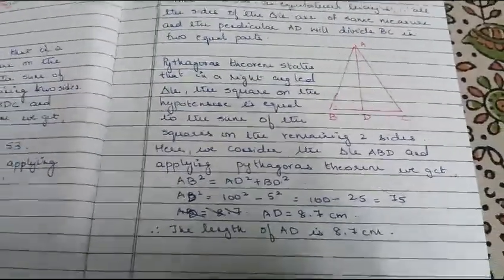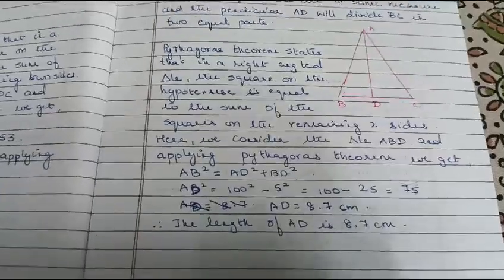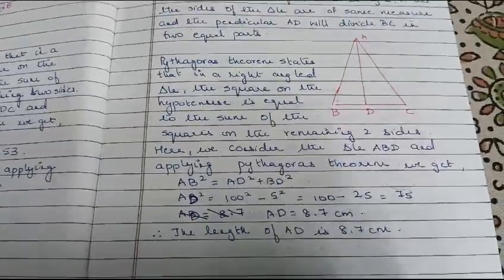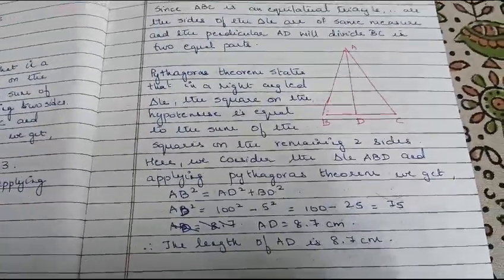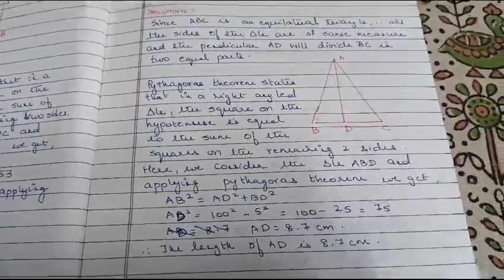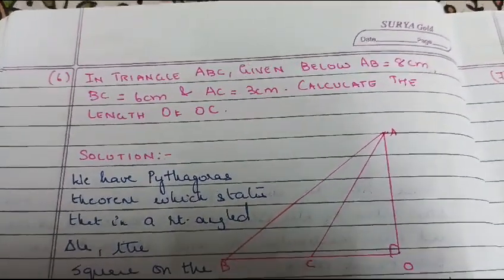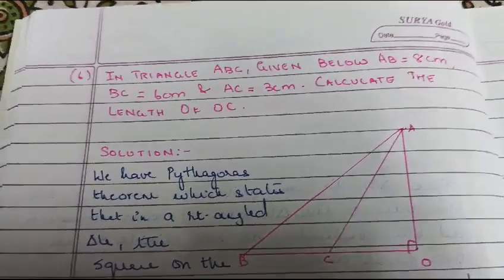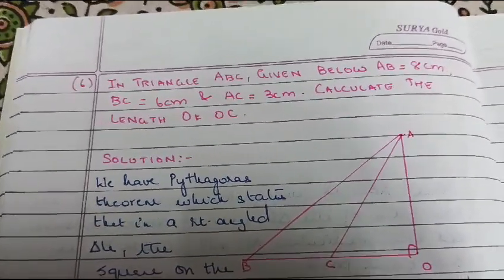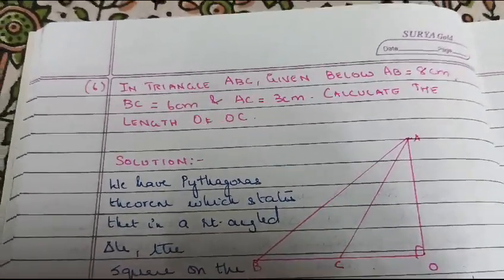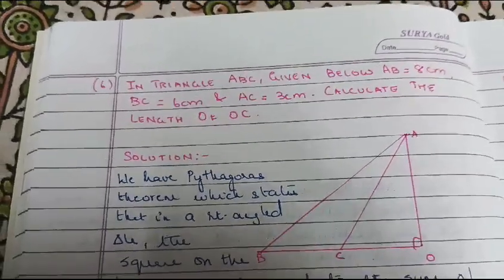Just giving you a few seconds to understand this. Hope this is clear. Let me move on to the next sum. In the triangle ABC given below, AB is equal to AC is equal to 8 centimeters, BC is equal to 6 centimeters, AC is equal to 3 centimeters. Calculate the length of OC.